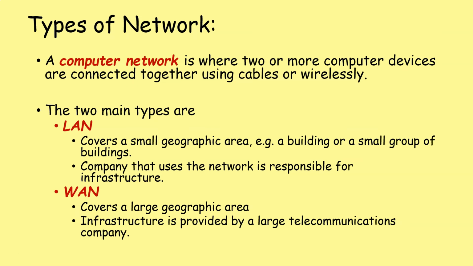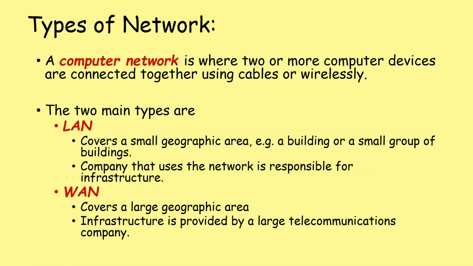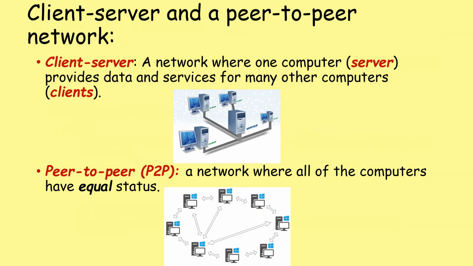So when you're asked to describe what a LAN is, you need both of those points to make sure you get all the marks. And then we have the wide area network or WAN. This covers a large geographic area and the infrastructure is provided by a large telecommunications company. Moving on to look at client-server and peer-to-peer network architectures. Client-server is a network where one computer, known as the server, provides data and services for many other computers, known as clients. Peer-to-peer or P2P is a network where all of the computers have equal status.